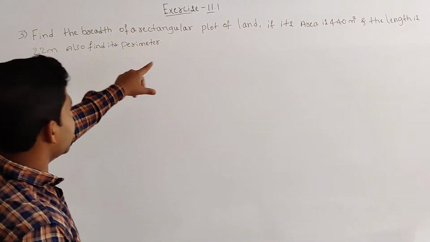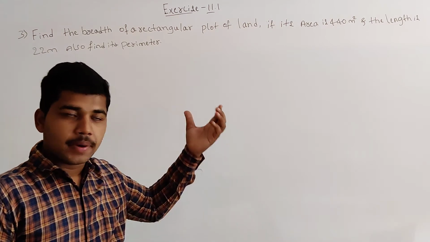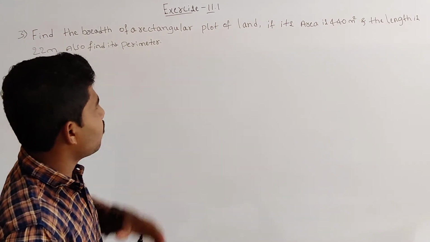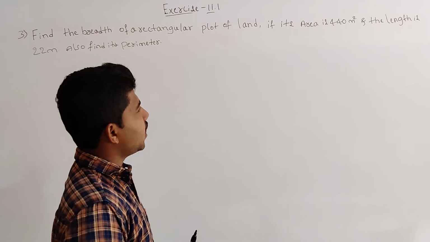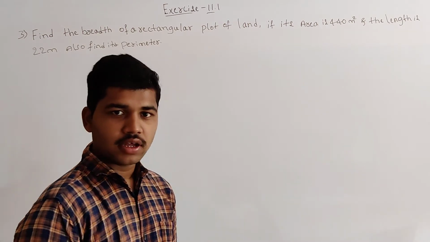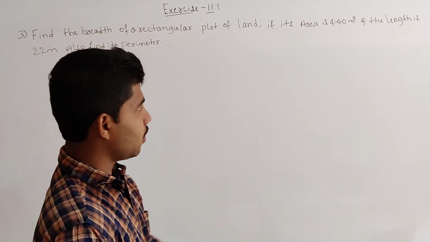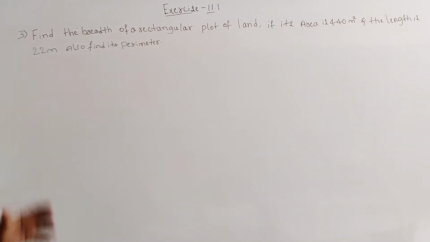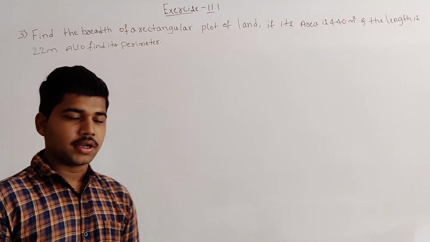Find the breadth of a rectangular plot of land. Its area is 420 meter square, and the length is 22 meter. Also find the perimeter.